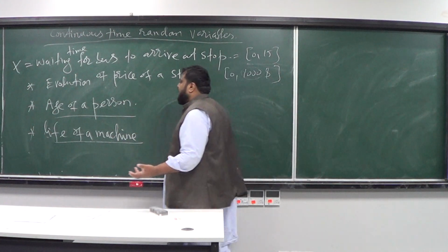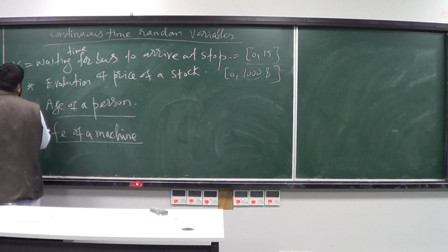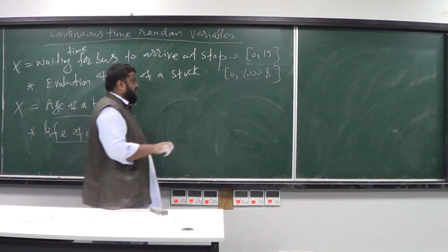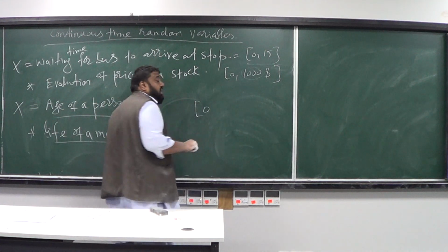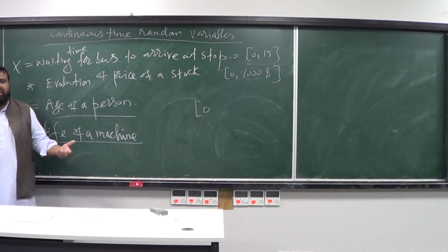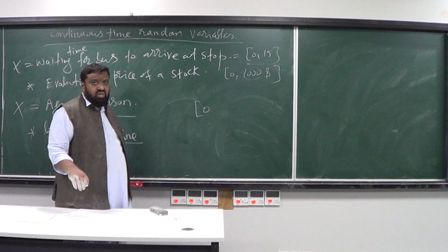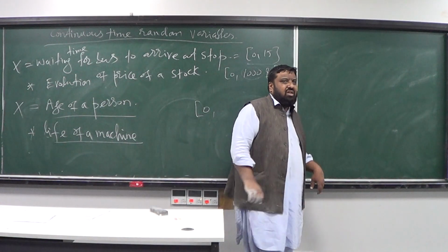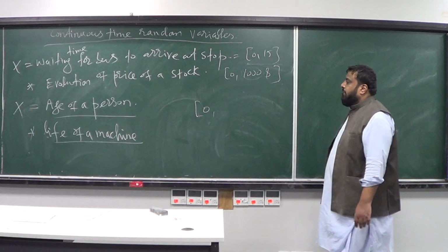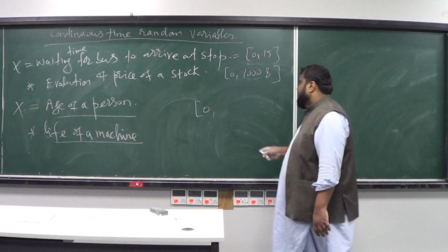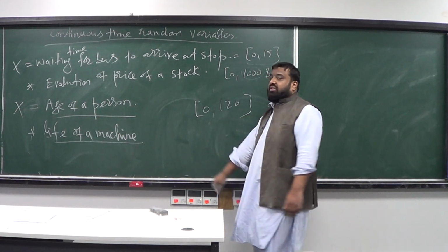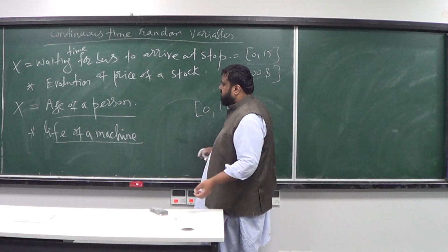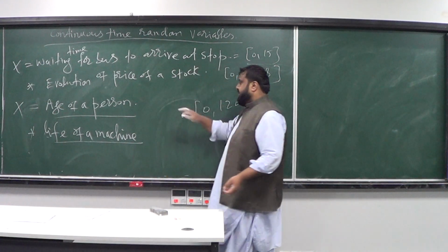Age of a person. If I give this quantity a name x, then what could be the potential age of the person? It could be say 0. In other words, a person can die immediately after birth, so it has almost 0 age. Or maximally, what could be the potential age for a person? Maybe I'd say 120 years. So 0 to 120 is really the age of a person.